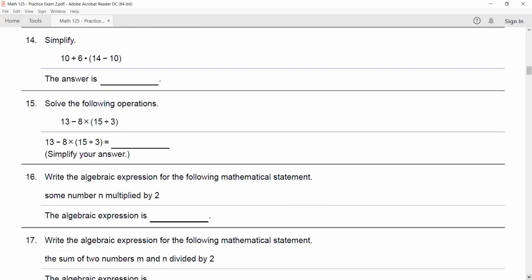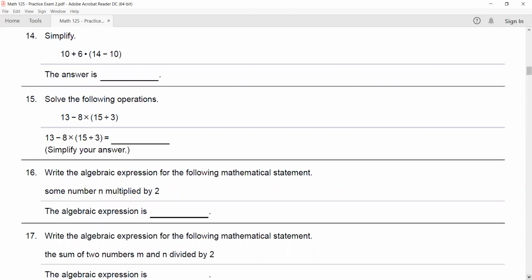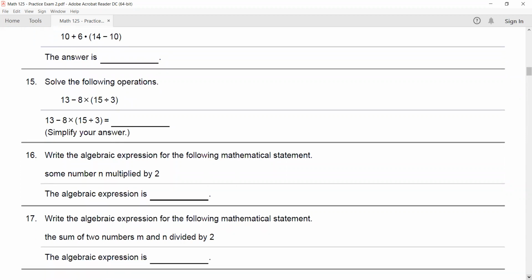Now let's look at problem 15. Solve the following operation: 13 minus 8 times, in parentheses, 15 divided by 3, and then you close it. If you want to go through this, you have to remember PEMDAS. The P is parentheses, and then exponent, multiplication, division, addition, subtraction. So you're always going to start with the parentheses.